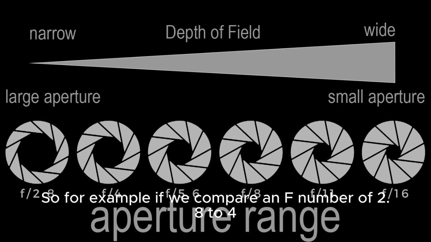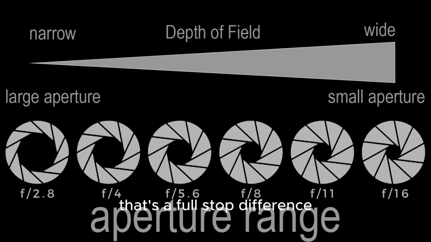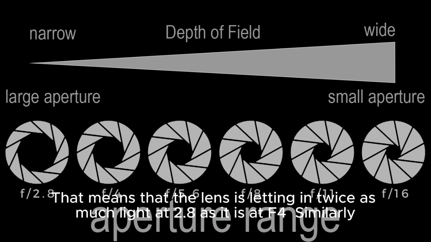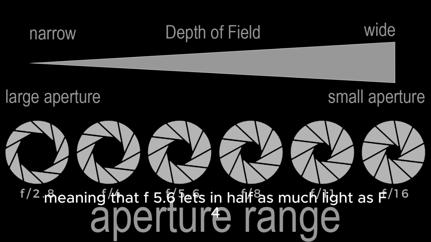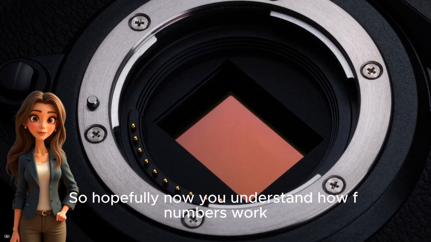So for example, if we compare an f-number of 2.8 to 4, that's a full stop difference. That means that the lens is letting in twice as much light at 2.8 as it is at f4. Similarly, going from f4 to f5.6 is also a full stop difference, meaning that f5.6 lets in half as much light as f4. So hopefully now you understand how f-numbers work.